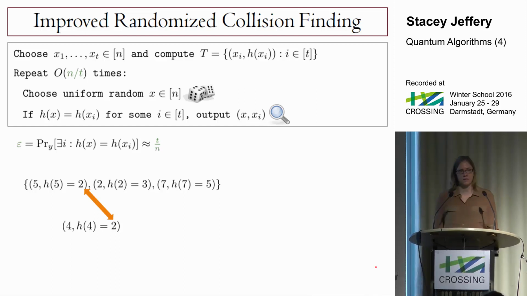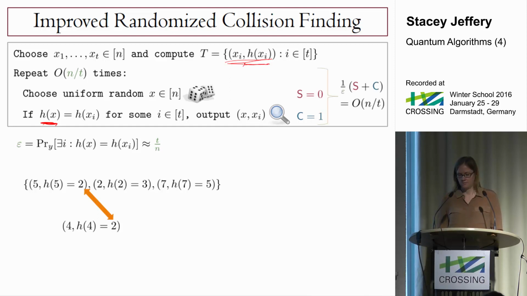So let's analyze the query complexity. How many times do we have to compute h? To sample a uniform random x doesn't cost any queries to h. And to check if h of x collides with anything in the table, that just costs 1 query. We just have to query h of x. We don't have to query h of x sub i because that's already queried in the first step.